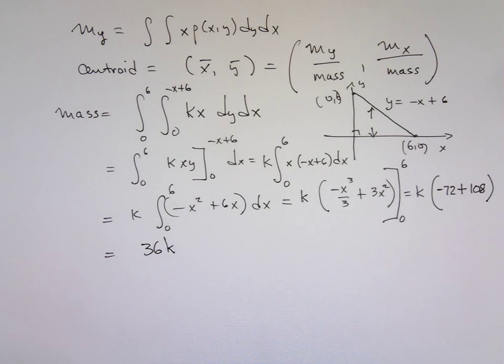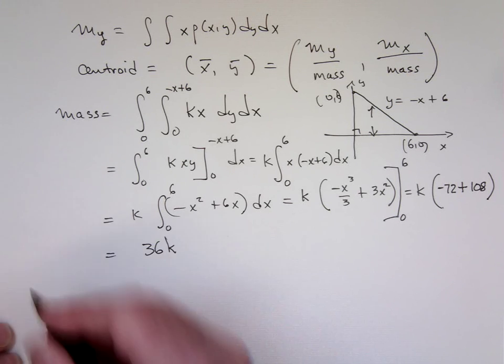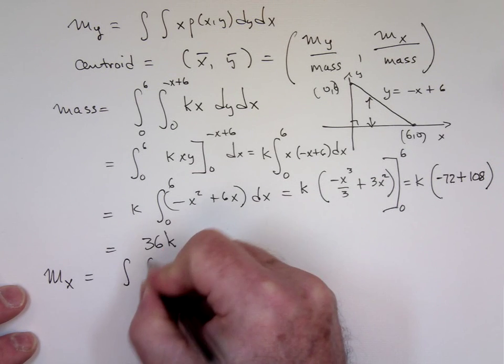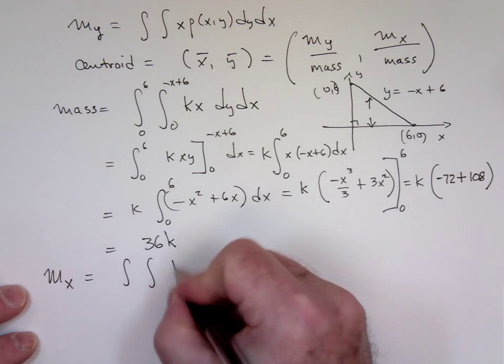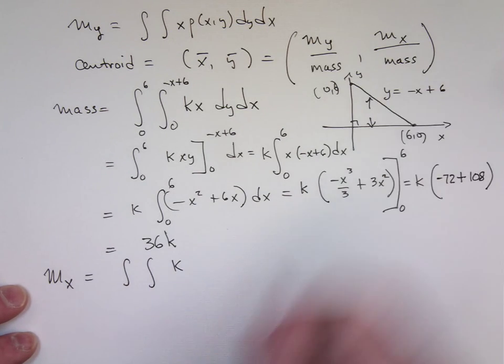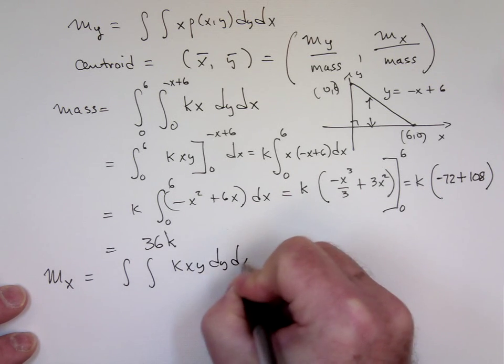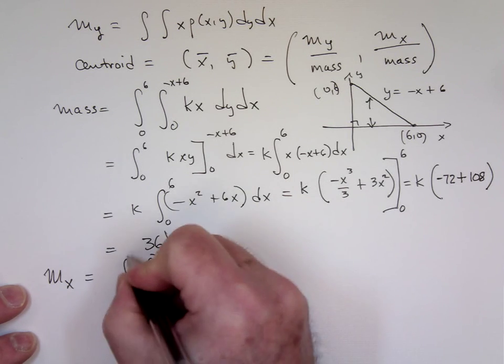Okay, so the volume of that lamina of varying density is 36k, where k is that proportion, whatever that happens to be. Okay, let's do the moment from the x-axis. Everything is the same, except now we have a distance to involve, and that's y. Moment from the x-axis is y. Y is the distance. So we end up with kxy. But everything else is the same.